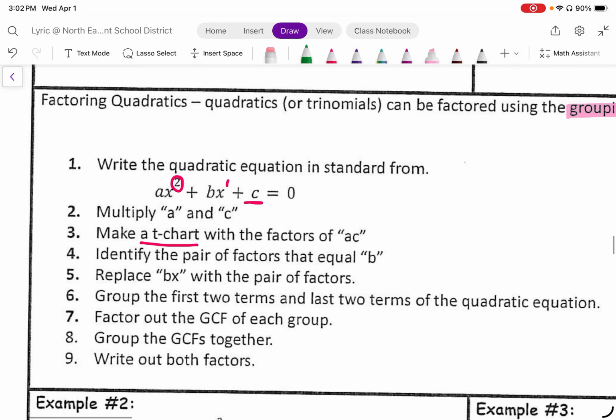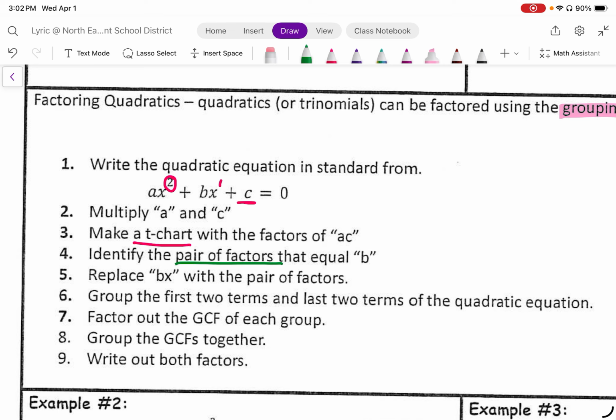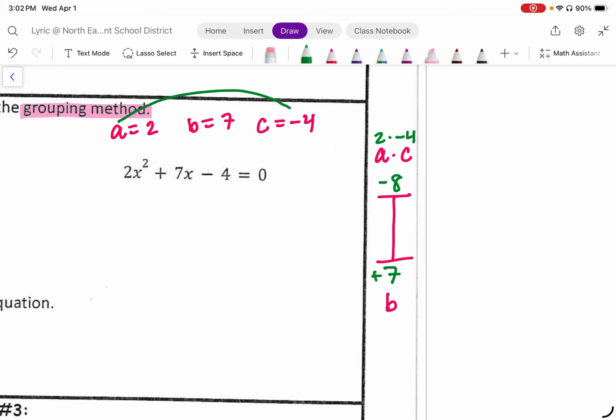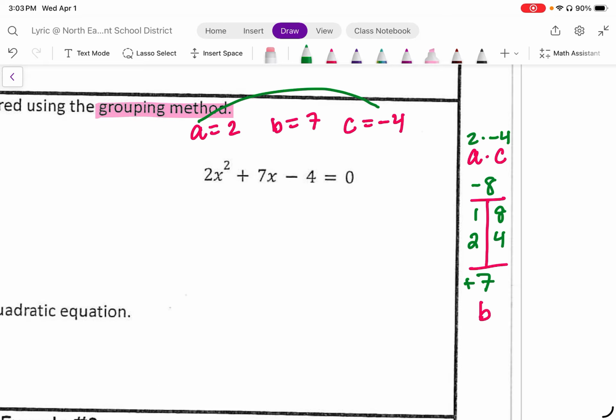All right, next step. Identify the pair of factors that equal B. So we want to list all numbers that multiply to 8. I know 1 and 8 and 2 and 4. Nothing else multiplies to 8. And we want to be more specific. If one of these numbers were negative, they need to multiply to the 8, but add up to 7. So our special pair here is going to be -1 and +8. That's because -1 times 8 gets us that -8 on top. And -1 plus 8 gets us that +7 we wanted on the bottom. All right, so there's our special pair, -1 and 8. We are going to split the middle.